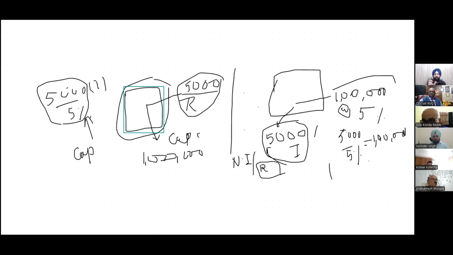How the capitalization rate will affect, we will consider all these things in the coming slides. Just concentrate on what is capitalization and what is capitalized value. Just concentrate on this stuff. Okay.